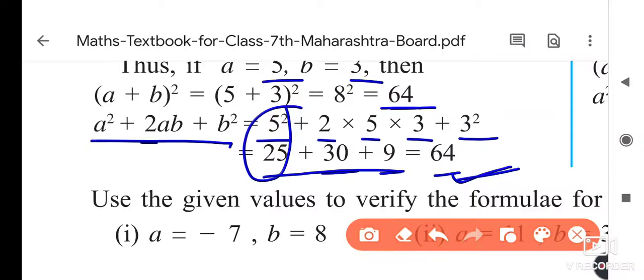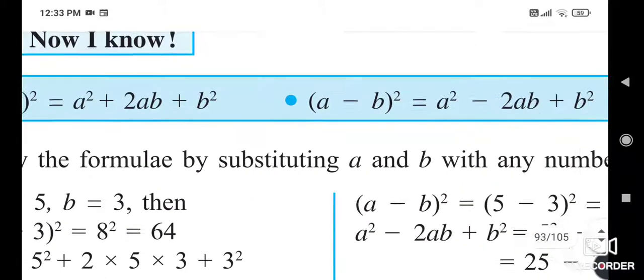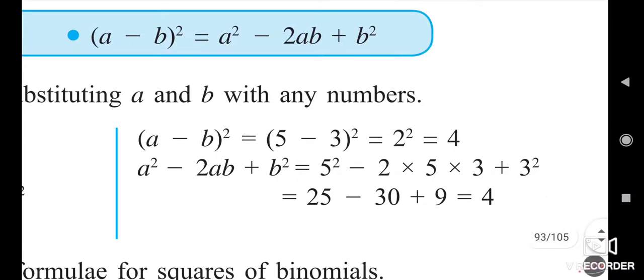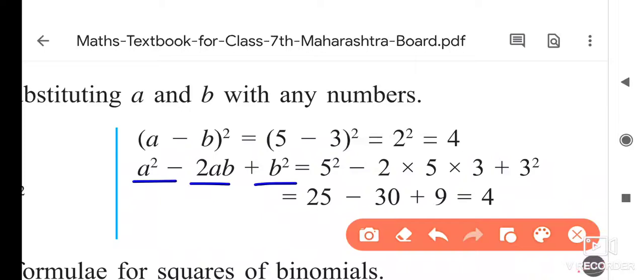So we first verified the formula, that is (a plus b) whole square is equal to a square plus 2ab plus b square. Now we will verify the second formula, (a minus b) whole square is equal to a square minus 2ab plus b square. So a minus b means 5, a's value, minus 3, b's value. So 5 minus 3 is equal to 2, and 2 square is 4.